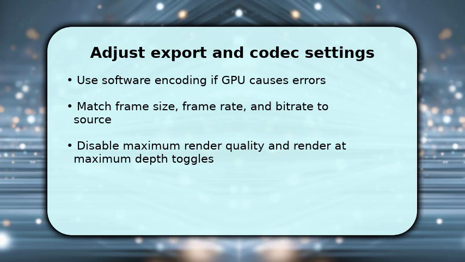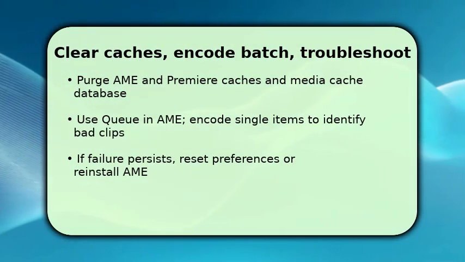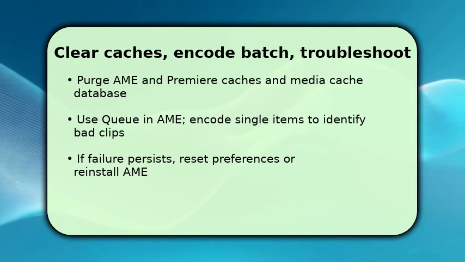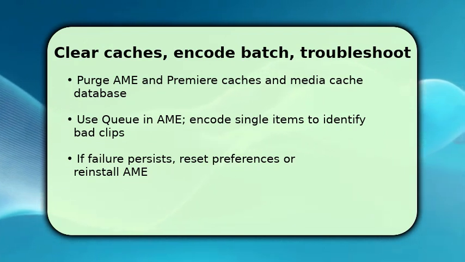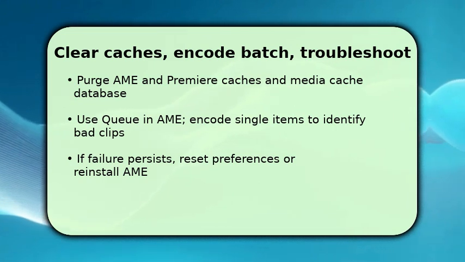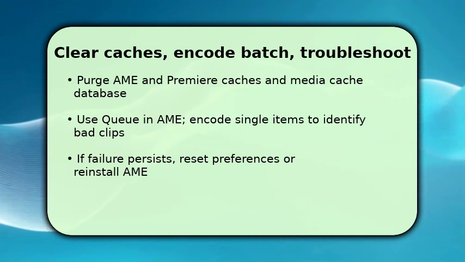Finish by clearing caches and testing individually so you can pinpoint the fault. Delete AME and Premiere Media Cache files and the Media Cache database, then restart the apps. Send items to the AME queue and encode single clips to find a corrupted file or problematic effect. If a specific clip fails, remove effects or transcode that clip externally.